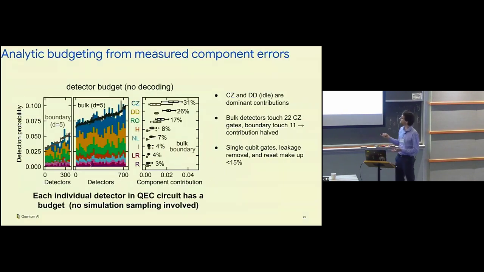So this is another visualization of this analytical budget, where here you see all of the detectors that we have measured and all of the contributions from each different type. What we see is that right now with our device, the CZ, or the 2-qubit gate, is one of our dominant factors. And the DD is also a dominant factor. DD means dynamical decoupling, and this is just the idle error during the measurement plus reset cycle.